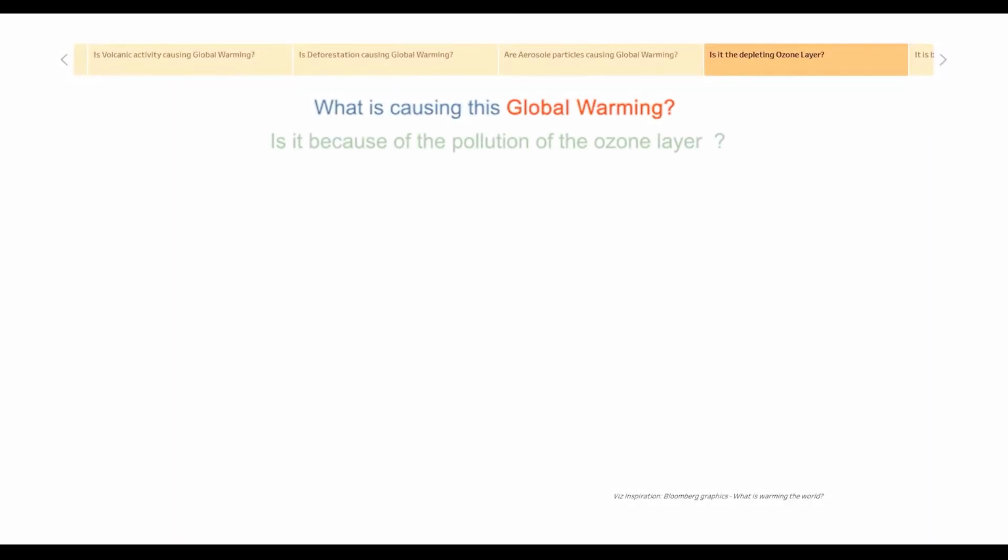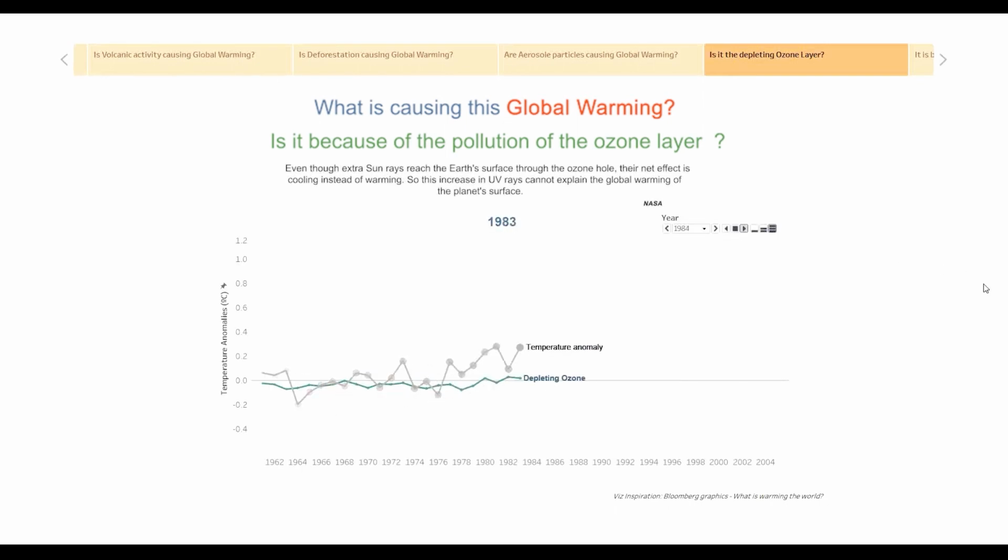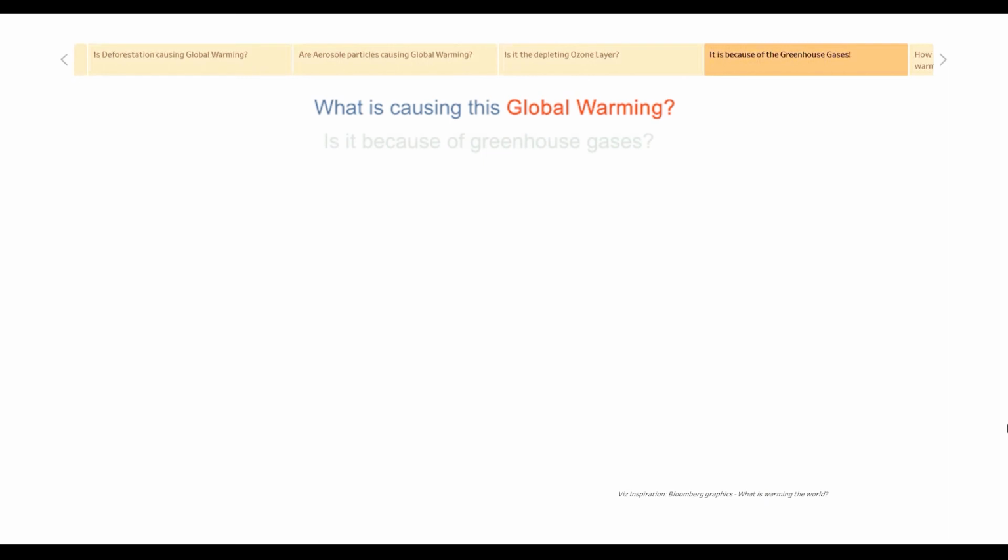Surely it must be because of ozone pollution. Let us see what the graph tells us. The ozone layer blocks harmful sunlight and cools the earth. But despite the pollution, which is warming the earth, as per NASA, the net effect is not much. Is it because of greenhouse gases?